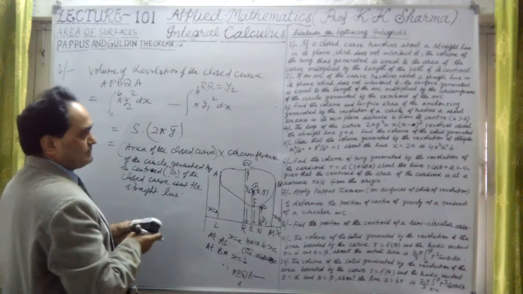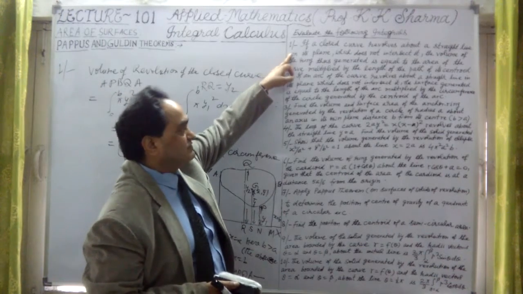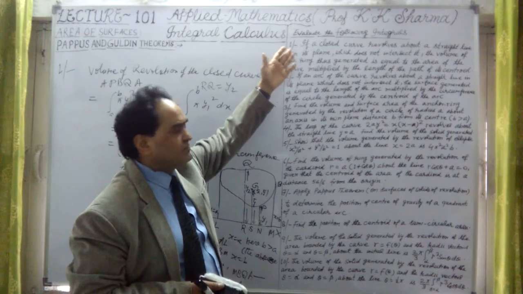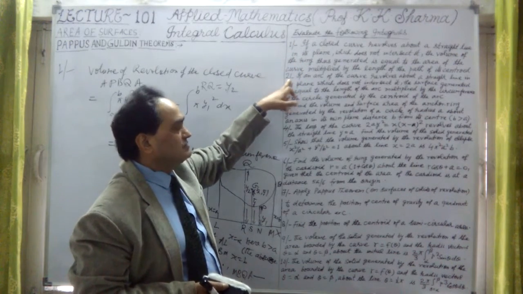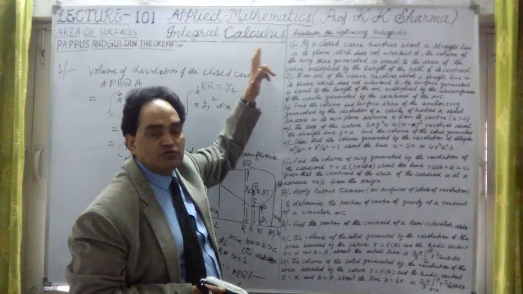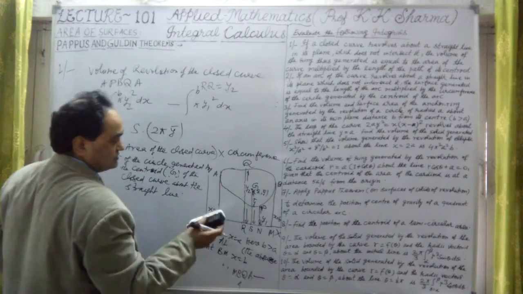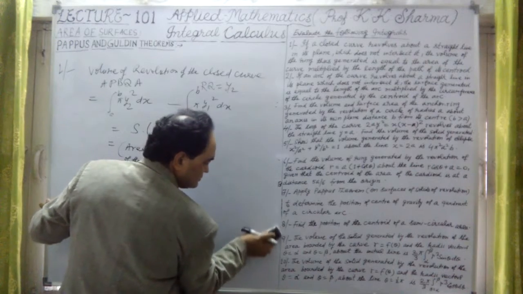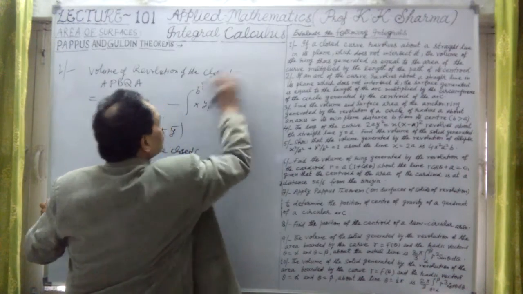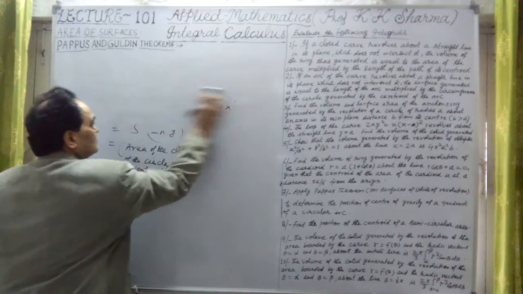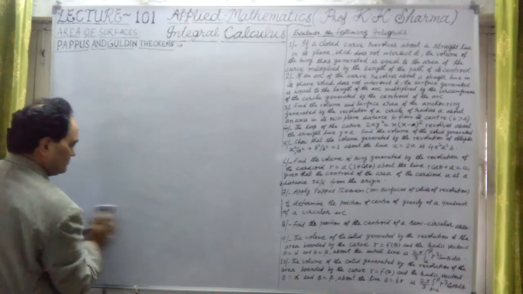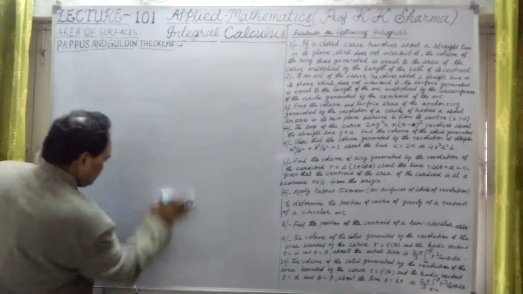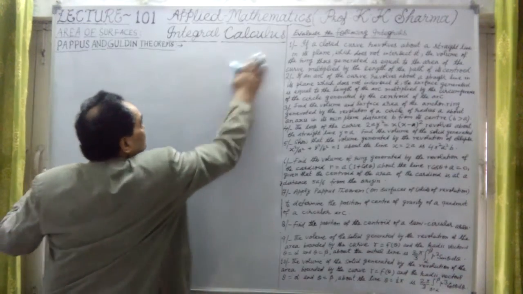So that is the first theorem of Pappus and Guldin. I have taken it as first, or second, no problem. The second is the surface area theorem, which is also given by Pappus and Guldin. Let me take that now. Now the second theorem, the surface theorem or area theorem, known as the Pappus and Guldin theorem.